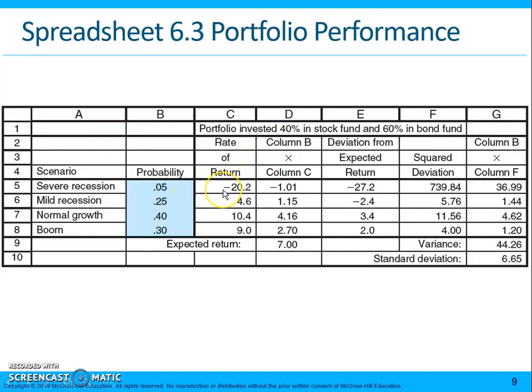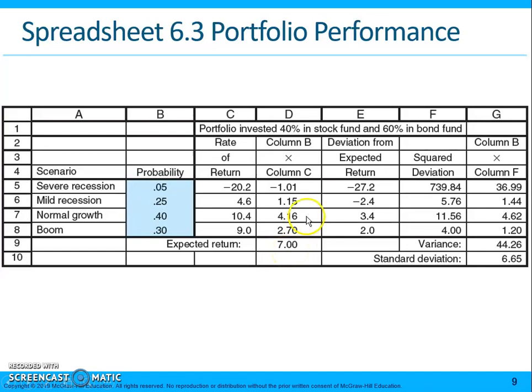So, for example, we've got negative 20 here. Negative 20 is 0.4 times the 37% loss plus 0.6 times the 9% loss in the bond fund. You add those two together and you get negative 20.2. Then we multiply that by the probability of that return, and we do this for each scenario again, and we sum those numbers up and we get the expected return on our portfolio.